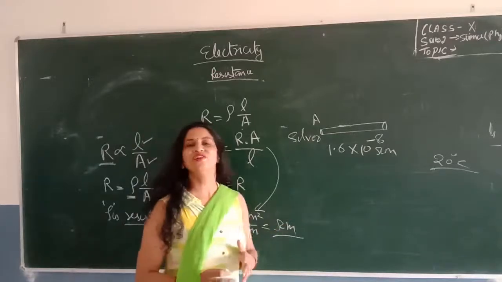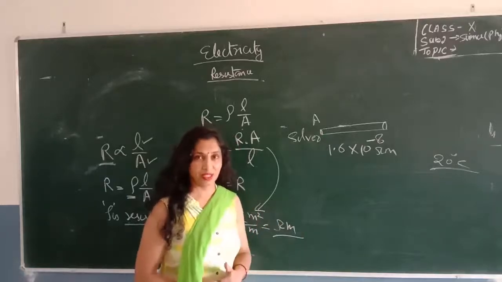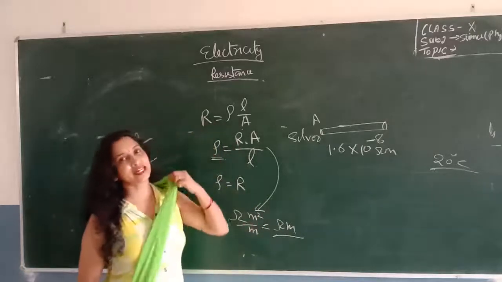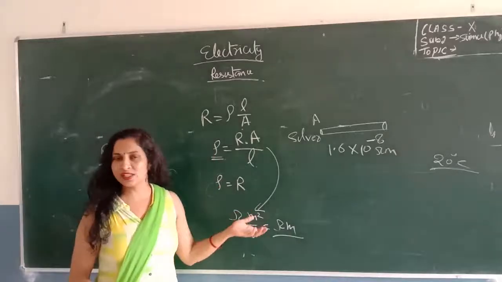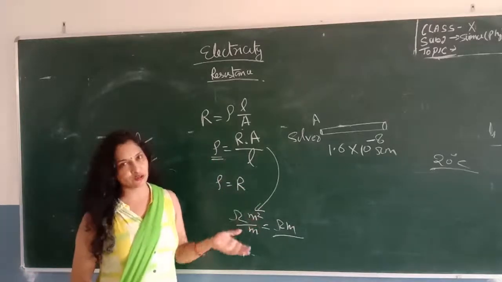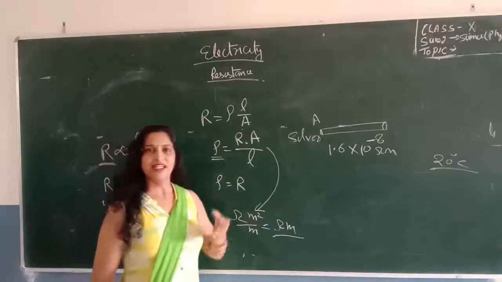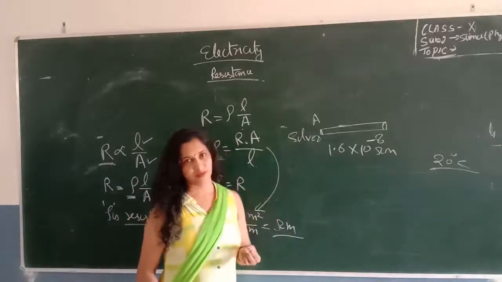Now, we can also define conductors and insulators on the basis of resistivity. It has become easier for us to understand the conductivity of a material on the basis of resistivity. Since the resistivity of a material does not depend on the length or the area of cross section, we can say conductors are those substances which have a very low resistivity.